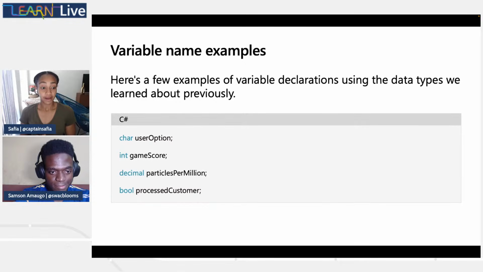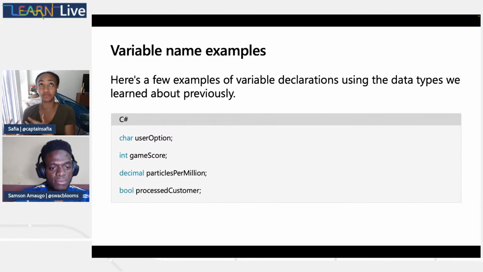Cool. Yeah, here's a ton of different, not a ton, I guess it's only 4, but here's some different examples of variable names that you'll want to use in your application. I can have variables for chars, ints, decimals, booleans, and each of them communicate a different concept. I have a game score, user option, particles per million.